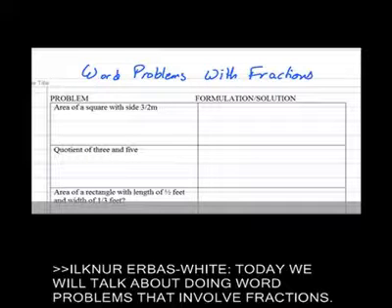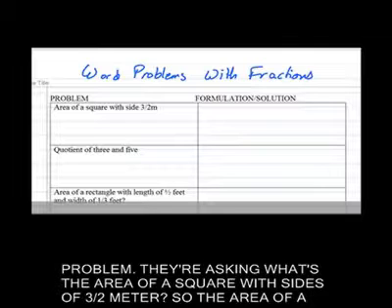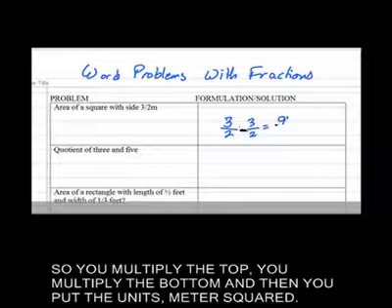Today we will talk about doing word problems that involve fractions, primarily fraction multiplication and division. Let's assume we have a geometry problem. They're asking what's the area of a square with sides of 3/2 meters. So the area of a square is obtained by multiplying one side with the other. So you have 3/2 times 3/2. So you multiply the top, you multiply the bottom, and then you put the units, meter square.